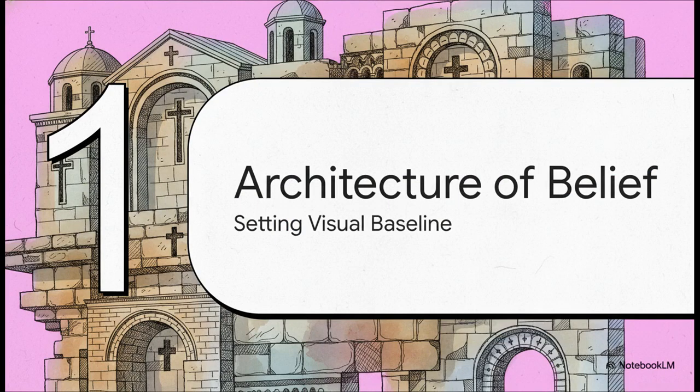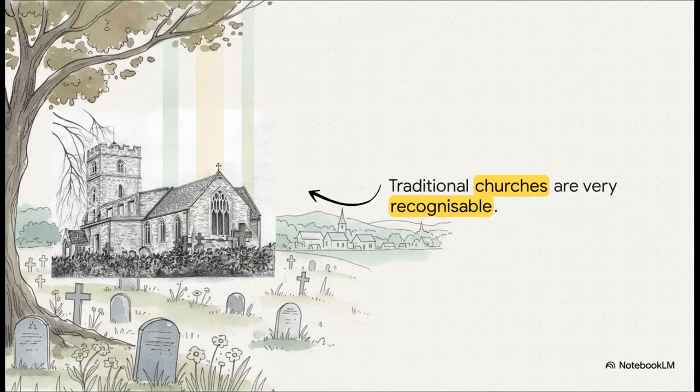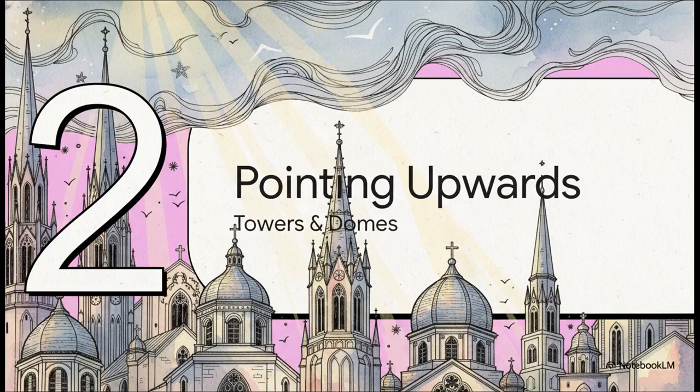Okay, Section 1. The architecture of belief, setting the visual baseline. Out of all the buildings in any town or village, traditional churches are absolutely among the most recognizable. You can spot them a mile off. Think of the exterior almost like a movie trailer for the faith that's practiced inside. Everything from the steep roof right down to the graves outside acts as a literal, physical representation of the spiritual activities happening indoors.